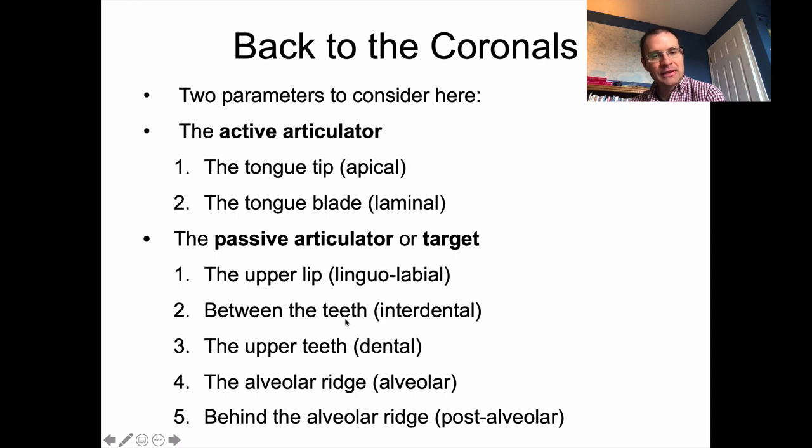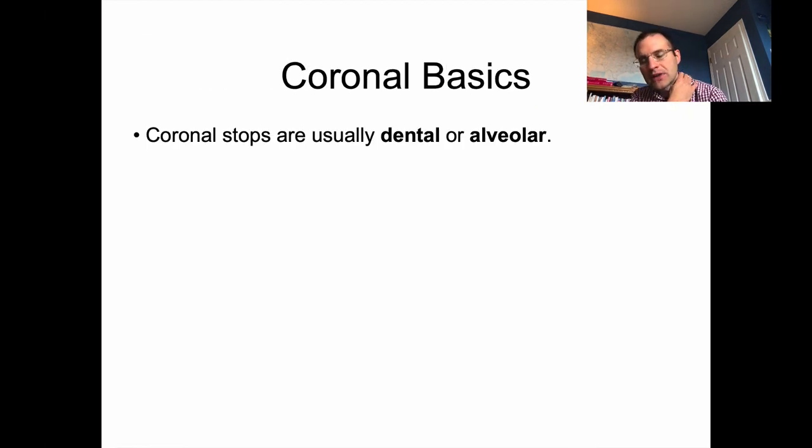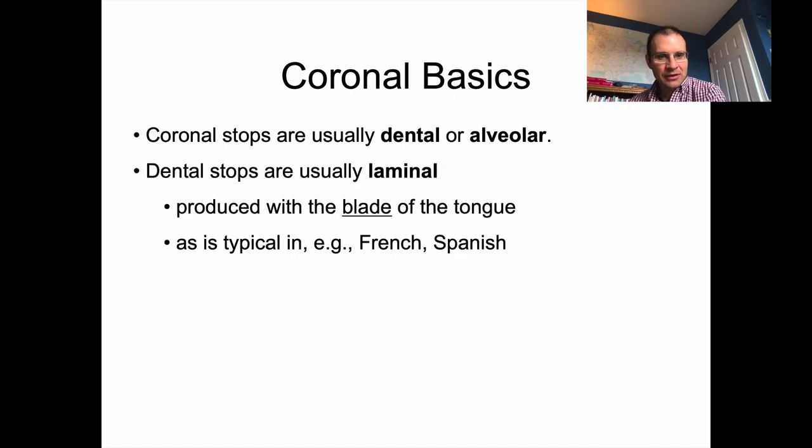Moving further back, we have between the teeth, like interdentals. We've seen those for fricatives. You can do the same thing for stops as well. The upper teeth would be the dental place of articulation. The alveolar ridge is alveolar, and then behind the alveolar ridge is post-alveolar. So we have five different spots we can shoot for. Okay, so coronal stops, regardless of how many different options they have, are usually going to be either dental or alveolar, and normally a language will pick one or the other and just stick with it systematically throughout its coronal inventory, I guess.